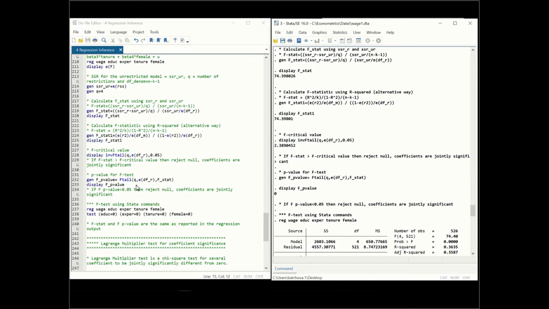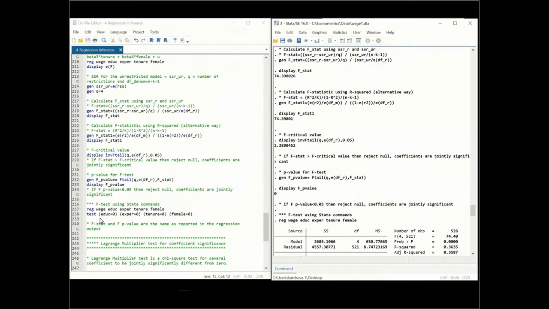If we're to calculate the p-value, we can do that with the f-tail, degrees of freedom for the numerator, denominator, and the f statistic. If we display the p-value, it's so small that it's listed as 0. And because it's less than 0.05, we have, again, coefficients are jointly significant.